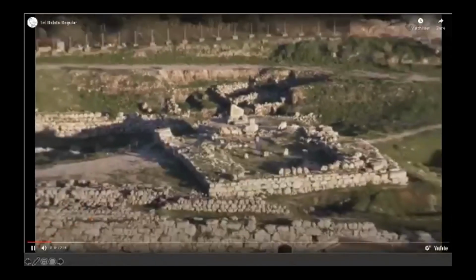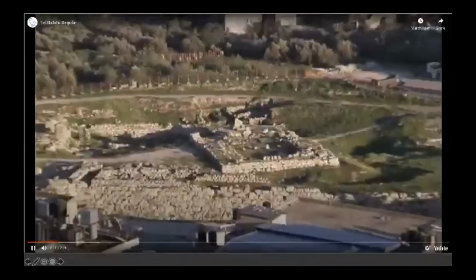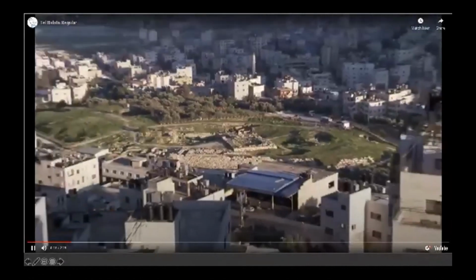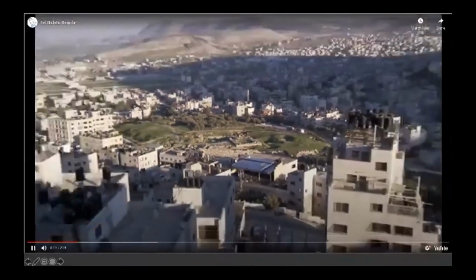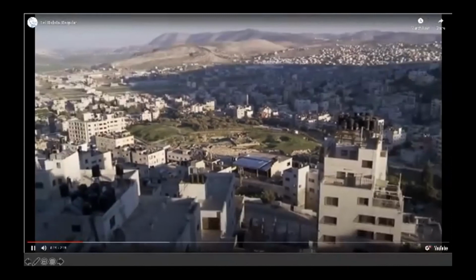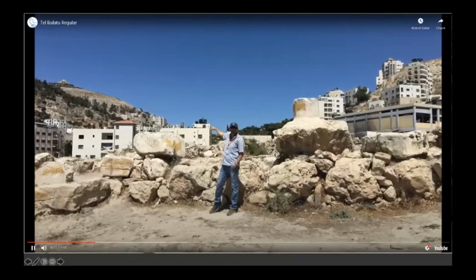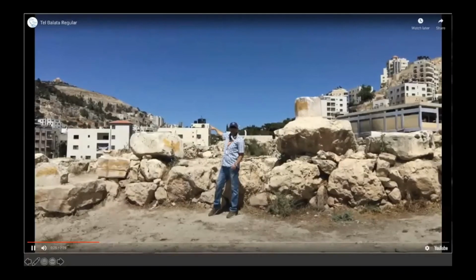Now, I was there almost 2 years ago, and it's in the center of the city, and the city of Nablus is around, and it's a big city. And here I'm standing. To the right side, I'm pointing to Mount Gerizim, and to the left side is Mount Ebal. The video might be a little bit slow, but it will come back.